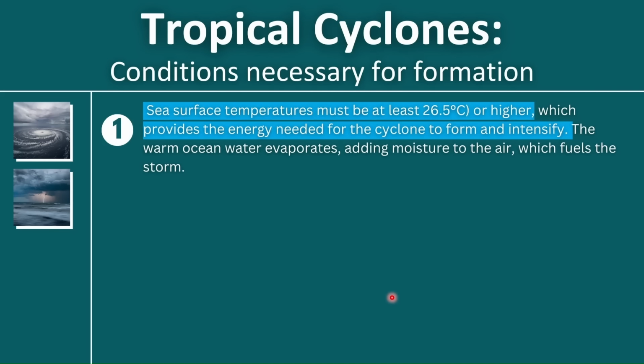So our first condition necessary for formation is that sea surface temperatures must be at least 26.5 degrees Celsius or higher, which provides the energy needed for the cyclone to form and intensify. The warm ocean water evaporates, adding moisture to the air, which fuels the storm. Now, moisture is very important for the storm, right? That is why you have to have an ocean temperature of at least 26.5 degrees Celsius.